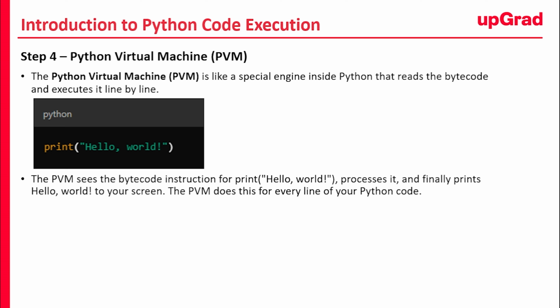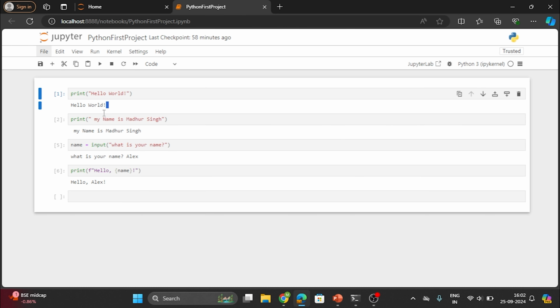So the PVM does this for every line of Python code that is ever written. When you see your output on your screen, this output, hello world, is what Python gives back. It is because the PVM has executed the bytecode that Python generated from your original source code. So this is basically what really happens at the back end and how your code is actually executed in Python.